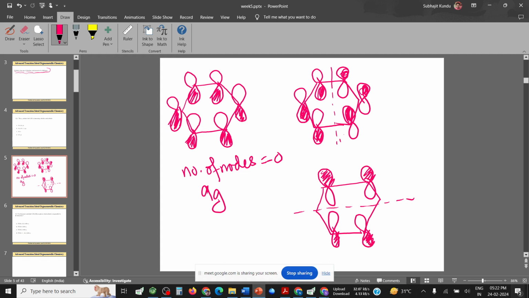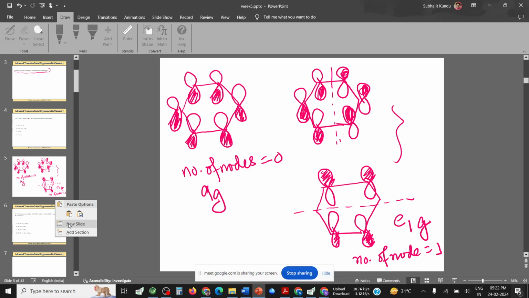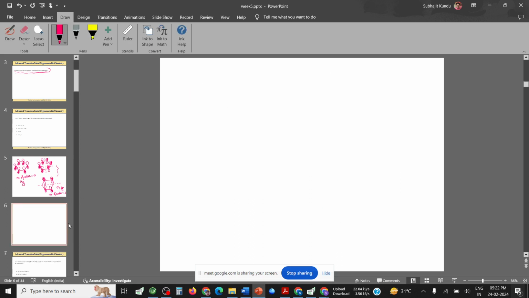As you all know, when the node passes, the phase of the orbital changes. So here we are calling these two sets, as these two orbitals have the number of nodes equal to 1, and both have the number of nodes equal to 1. That's why we are calling it a degenerate orbital, and it is called E1U. Okay.